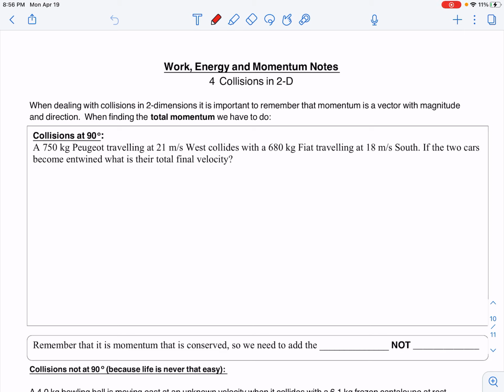All right, guys, we're here in our last lesson. We're looking at collisions in two dimensions. So basically, collisions at an angle. So we're dealing with any type of collisions in two dimensions.